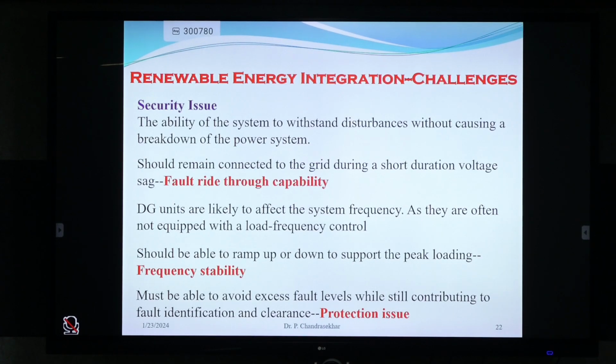I think this is the last part of the slide. And it must be able to avoid excess fault levels. Of course, whenever a fault occurs, the fault level should not increase because of the integration of these renewable energy sources.